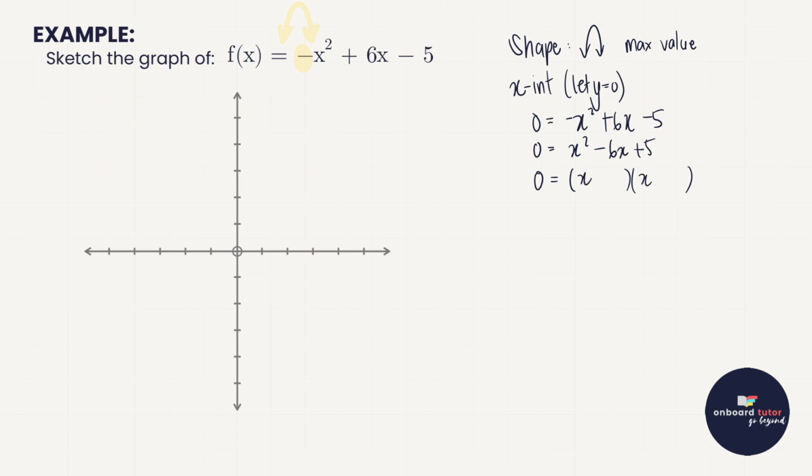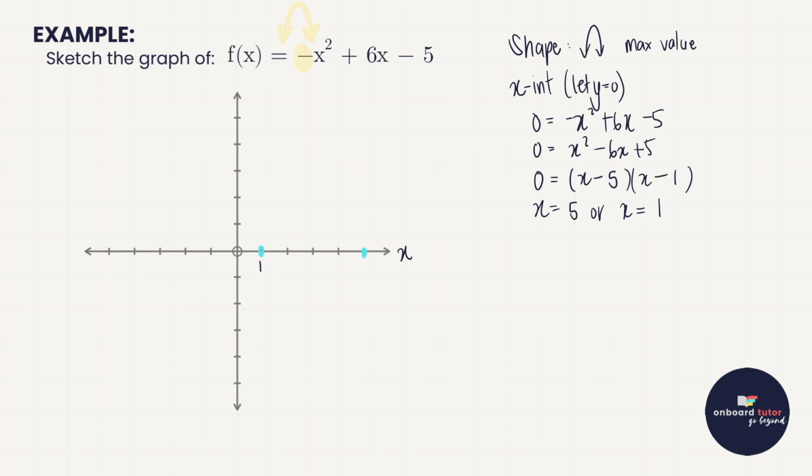So x times x gives us x², 5 times 1 gives us 5, and in order to make that -6, we'll have to say -5 and -1. Then we do the final check. Minus times a minus is a plus, and 5 times 1 is 5. So that's all good. Now we can just solve it. Either x = 5 or x = 1. So we've got two points so far on our axes here: x = 5 and x = 1.